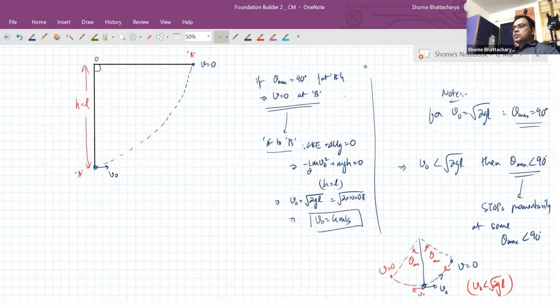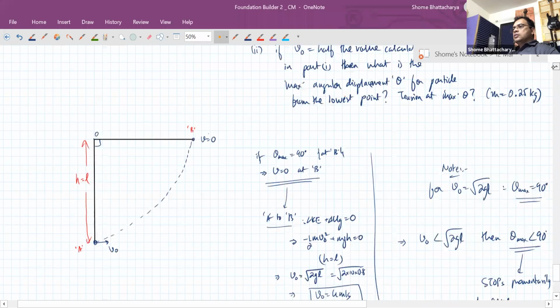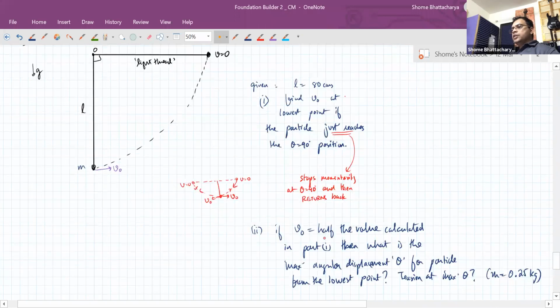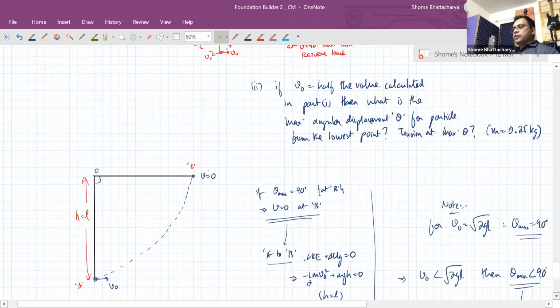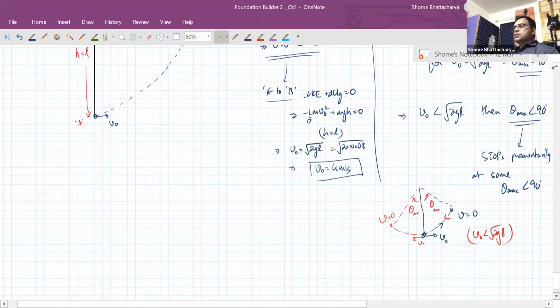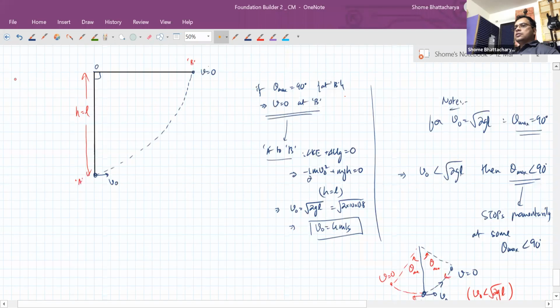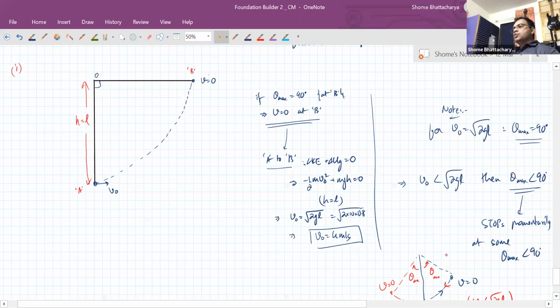Okay, people, so hope this concept is clear. Now let's come to the second part of the question. If v naught is half the value calculated in the first part, then what is the maximum theta it will reach and what is the tension at that maximum theta point? This was the first part of the question, and we saw that for this, the answer is this much.